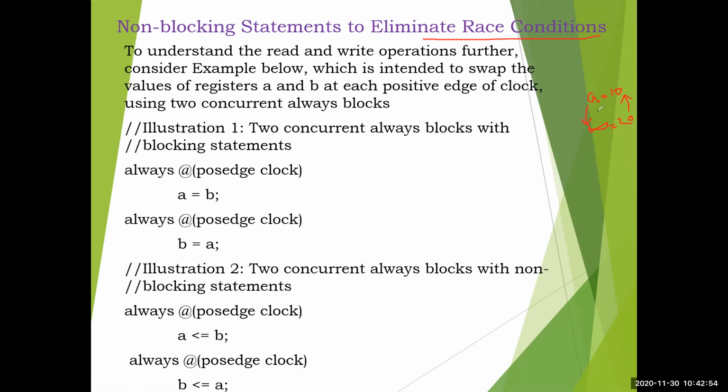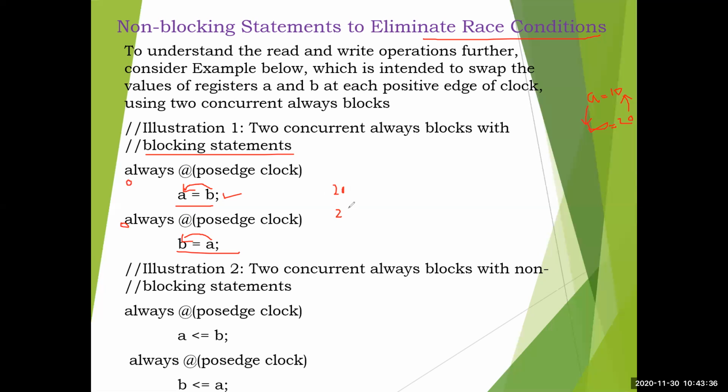So what is the advantage, disadvantage? We will discuss. First, illustration 1: two concurrent always blocks with blocking assignments. Always at positive edge of clock A equal to B, always at positive edge of clock B equal to A. What will happen? All the always blocks will execute at time 0. A equal to B will execute first, sequential execution, right? Then B equal to A executes. So the B value is assigned to A, and this A value is assigned back to B. That means swapping will not happen. Whatever value of B is there, 20, will be there in both. A equal to B equal to 20 will happen.